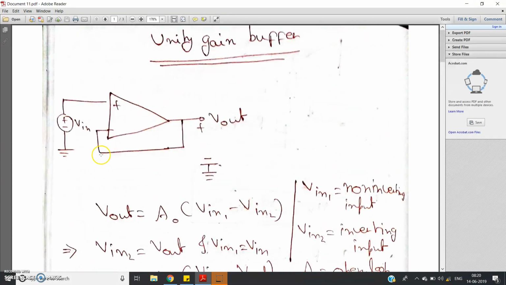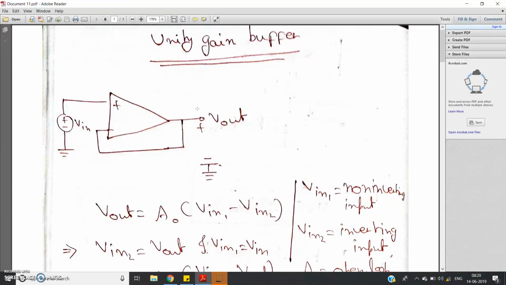So for this particular circuit, whatever we give at the input, we get at the output. So this is called a unity gain buffer, or the voltage gain for this circuit is 1, or we can say this is a voltage follower. The output follows the input voltage.